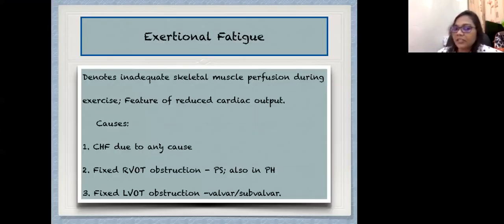So exertional fatigue denotes inadequate skeletal muscle perfusion during exercise, which is a feature of reduced cardiac output. So it can be an indicator of any heart disease, including heart failure or fixed RVOT obstructions, fixed LVOT obstructions. So these are the major cardiac diseases which can present as exertional fatigue. I would like to mention that the proper symptom of exertional fatigue can be present in mostly adolescents and older children, not in infants. You will get surrogate markers of this in infants.